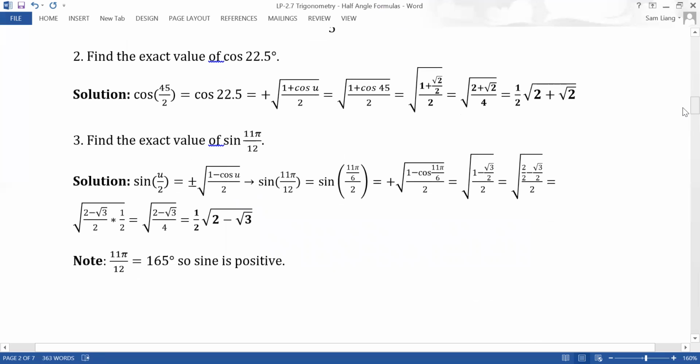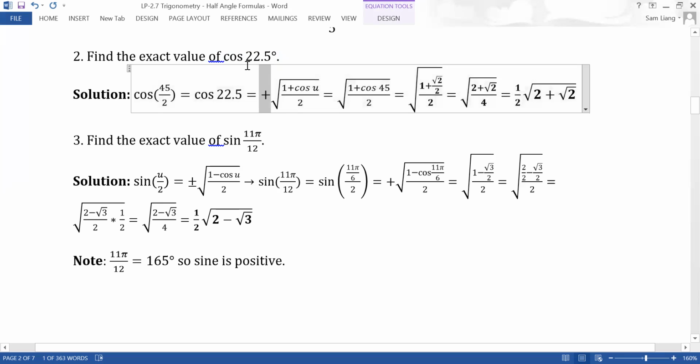Okay. All right, next we have cosine 22.5 degrees. So this can be seen as cosine of 45 divided by 2. Well, technically there should be a degree sign there, but you guys know what I mean. We get plus square root of 1 plus cosine u over 2. We choose the positive option because we're in quadrant 1, and cosine and every other trig function is positive there.